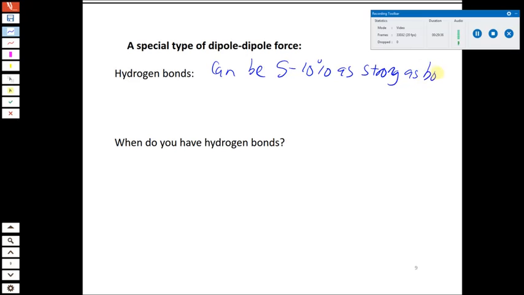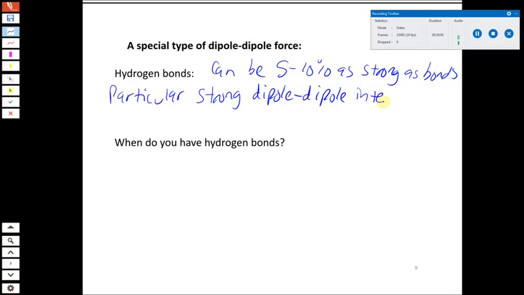All right, so again, they're much weaker than covalent bonds, but they are stronger than a typical dipole-dipole force. Hydrogen bonds are a particularly strong dipole-dipole interaction, so they're no different in that regard. They're just partial positive and partial negative charges attracting each other, but these are particularly strong, and I'll get into the reasons why in a second. They only exist in certain types of compounds, and we're going to have to recognize when that is.